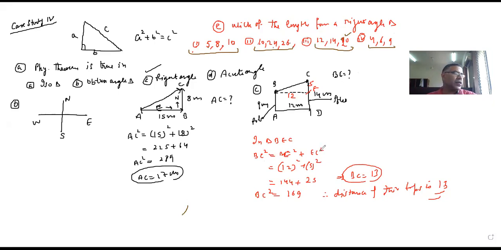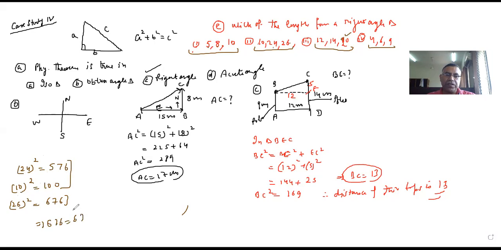Quickly, I will see. The second option. One boy is saying the second option. Okay, let me see. 24 square is 576. The square of 10 is 100. The square of 26 is 676. The sum of these two is equal to the third one, which implies 676 is equal to 676. So that means this is the correct option. Right? Come to the next case study from this chapter.